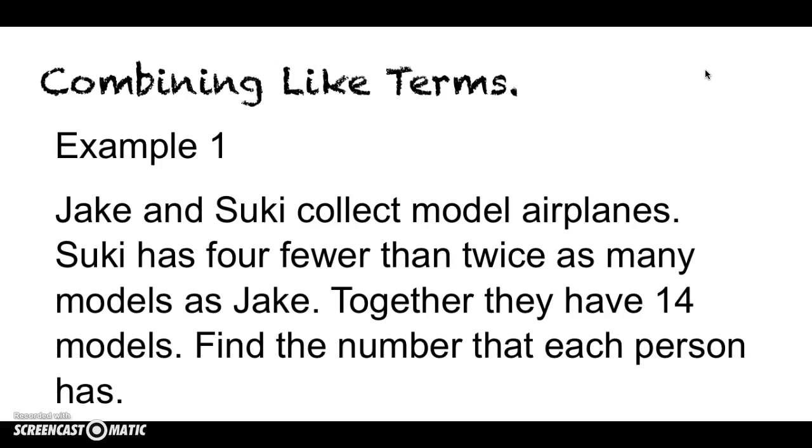So here's the first example. Jake and Suki collect model airplanes. Suki has 4 fewer than twice as many models as Jake. Together they have 14 models. Find the number that each person has.